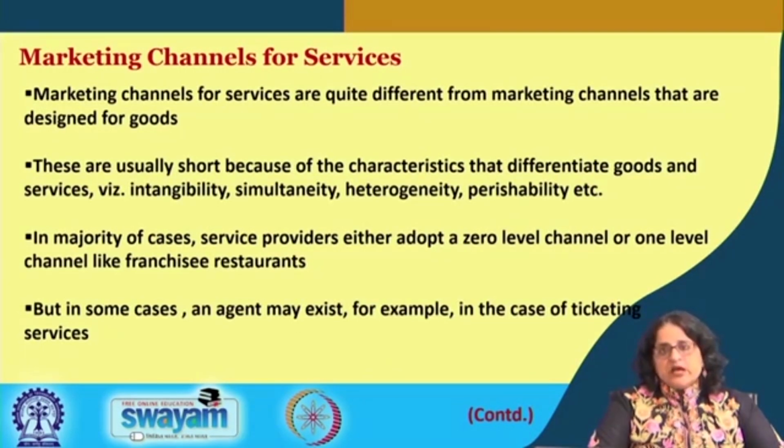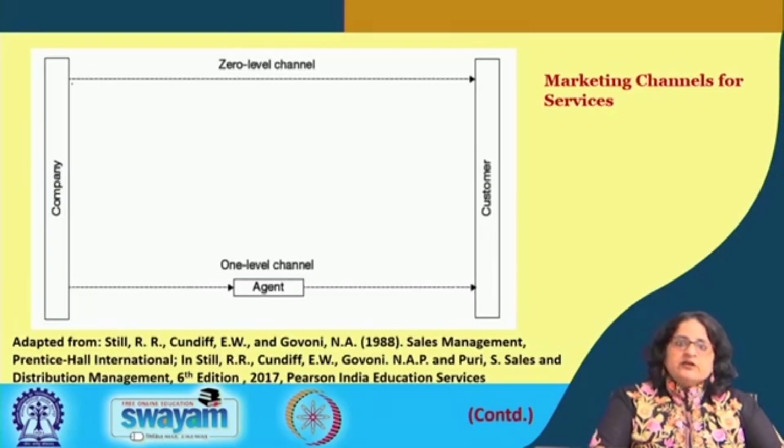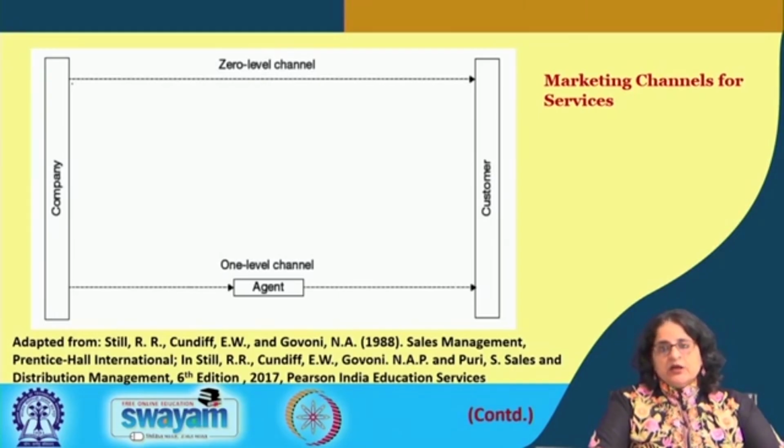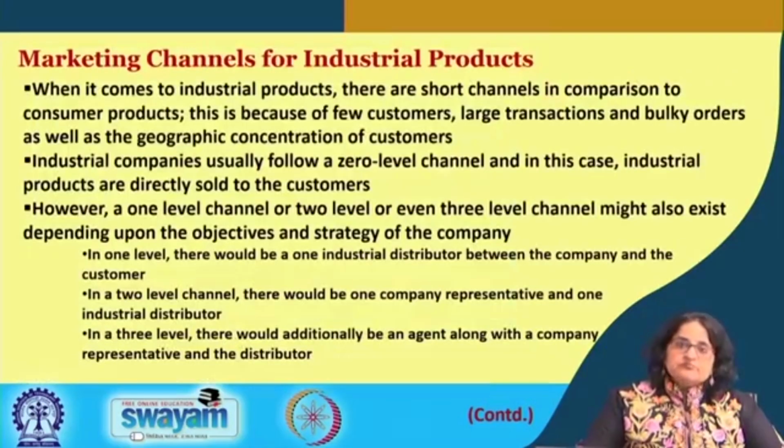So in those cases the channel may not be a direct channel and there may be intermediaries in between, but in most cases, because of the characteristics that differentiate goods from services, the majority of service providers will either adopt a 0 level channel or a 1 level channel. So this is where the company directly dealing with the customer and providing services becomes a 0 level channel, or when there is an agent in between, or if there is a franchisee who has taken a franchise and operates on behalf of the franchisor. In those cases it could be a 1 level channel.